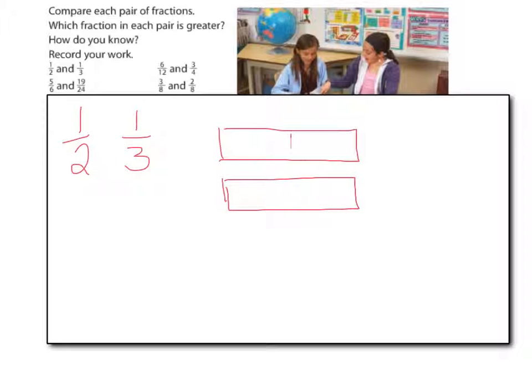So 1/2 is not bad. Cut your shape right in half. 1/3 is going to be a little bit trickier. We'll try our best here. Try to make them as equal size pieces as possible. Not quite equal. This is where your grid paper can be very helpful. Now we shade in one on this side and one on this side, and we can very clearly see that 1/2 is the larger of the two fractions.